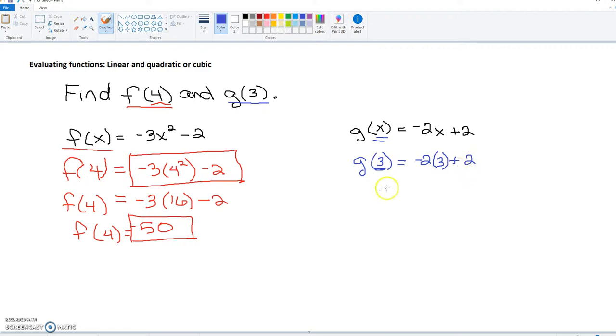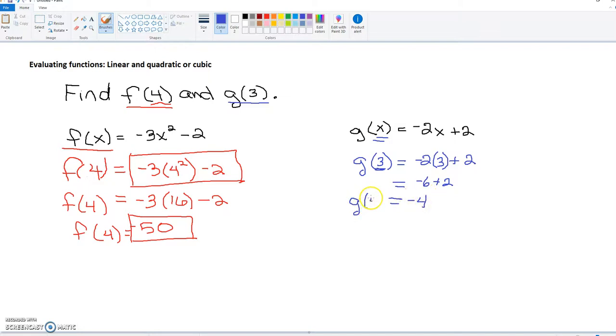Plus 2. And again, at this point, you can punch this whole thing into your calculator. So negative 2, parentheses 3, plus 2 is going to get you, and I can go ahead and break this down a little bit if you'd like, it's going to get us a negative 4.